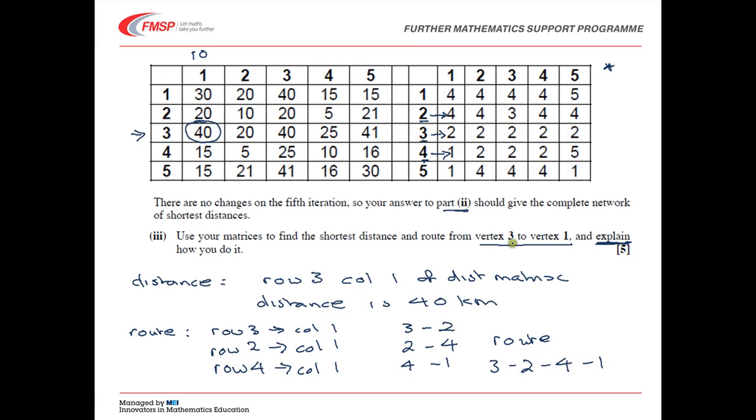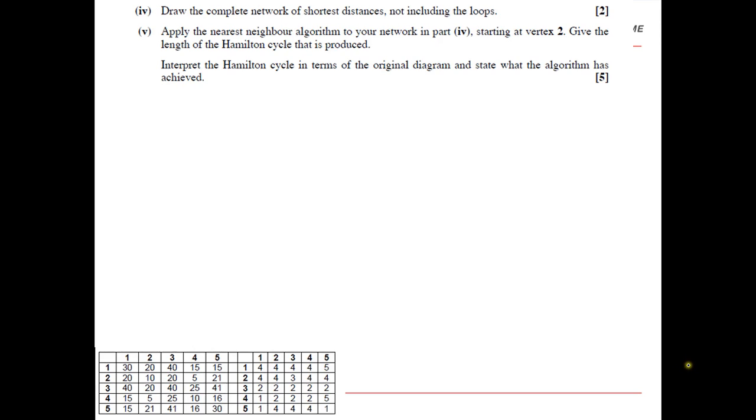And again, what I've written down there classes as absolutely fine for explaining how you did it. And there were 2 marks for this part for the explanation of the rows and columns here, and 1 mark for that part. So that gives you your 5 marks altogether. Now it's a long question, so we haven't finished yet. The next thing we're being asked to do is to draw a complete network of shortest distances, not including the loops. So we've been specifically told here not to include loops. If it doesn't tell you not to include loops, you should include them.